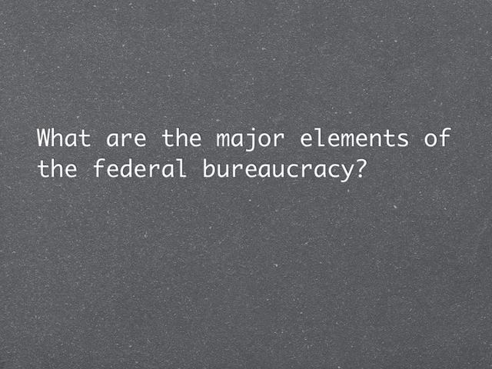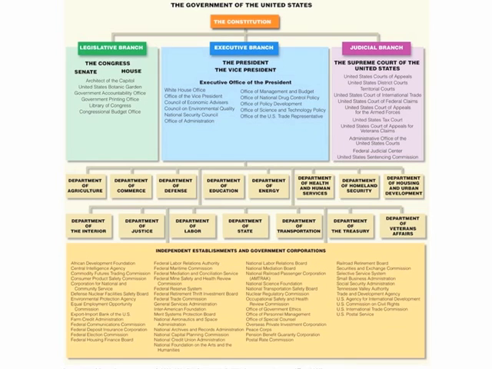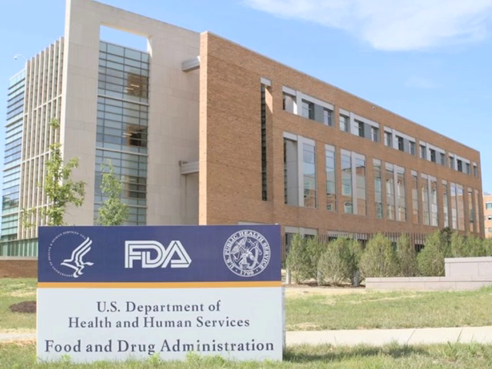What are the major elements of the federal bureaucracy? The federal bureaucracy is all of the agencies, people, and procedures through which the federal government operates. The President is the chief administrator of the federal government. In order to enact and enforce policy, Congress and the President have created an administration, the government's many administrators and agencies.